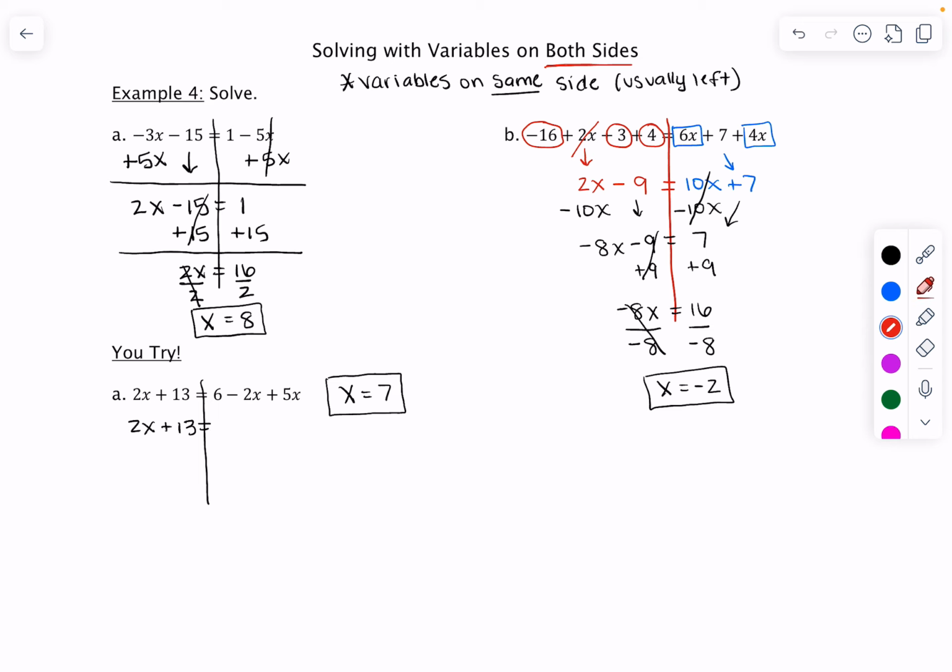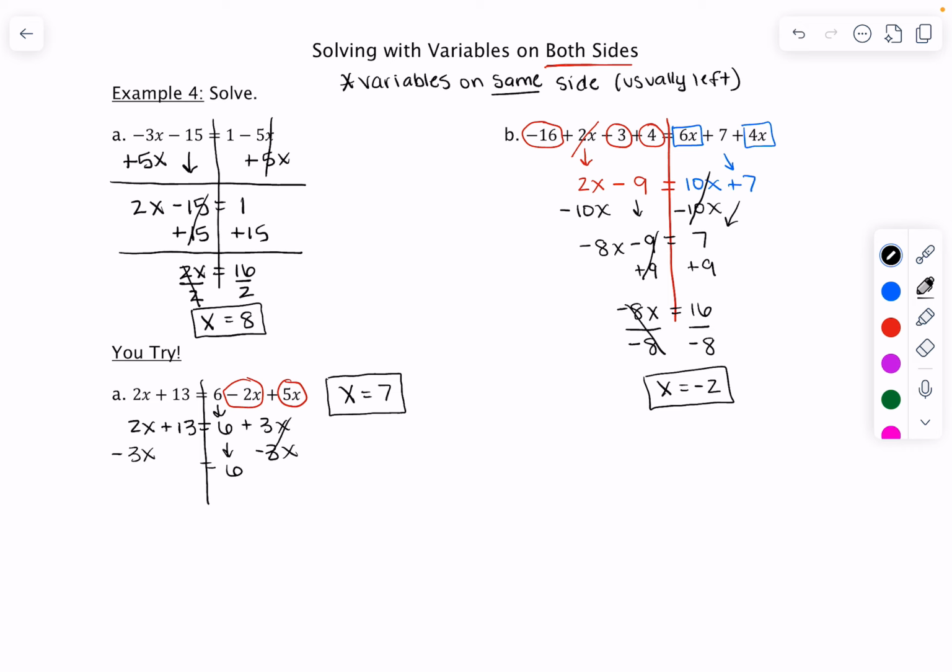But on the right side, I've got this negative 2x and positive 5x. The 6 gets brought down. Let me draw that a little nicer. And then negative 2x plus 5x is going to give me a positive 3x. So that should have been your first step. Then we're going to subtract this 3x on both sides, and here is where it gets a little tricky. These cancel. The 6 keeps getting brought down.